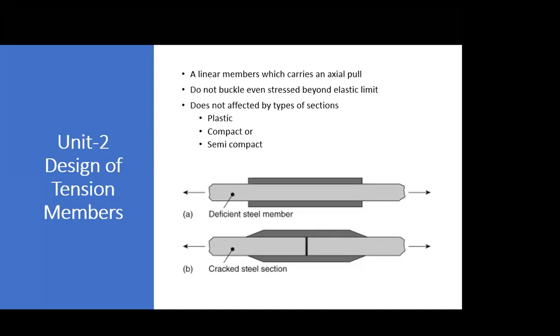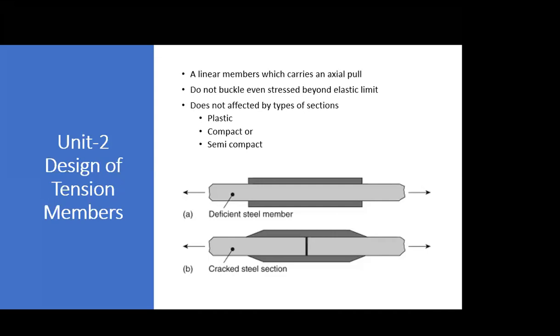Okay, tension member is nothing but a beam like that. Compression member is nothing but a column like that. Okay, what are the tension members? Three main points have to be considered before designing a tension member. What are the three points? A linear member which carries an axial pull. Any member which carries an axial pull is called a tension member.